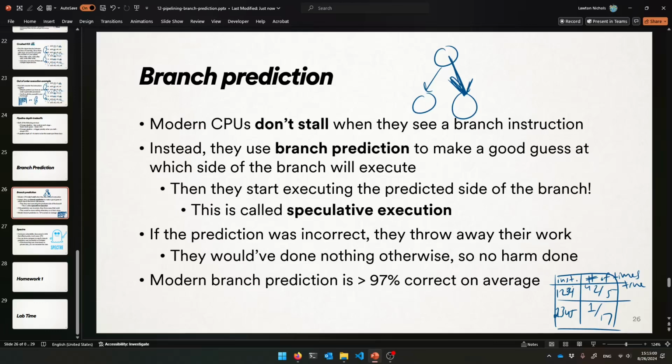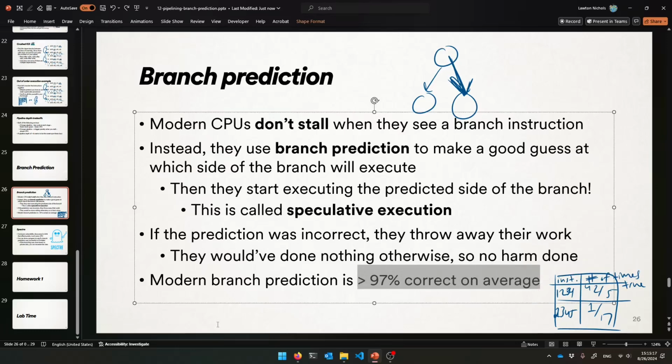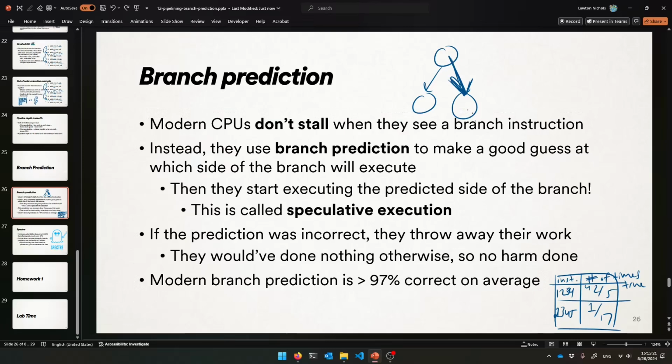And it's remembering, if I ever see this instruction again in a loop or something, I should take the branch. Or if I see this one in a loop, I should remember to not take the branch. It's better to fall through. And that's usually going to be the right answer. So it's just keeping a score like that, more or less. And it's greater than 97% correct on average. So it's really picking the right one most often. That's really, really nice.